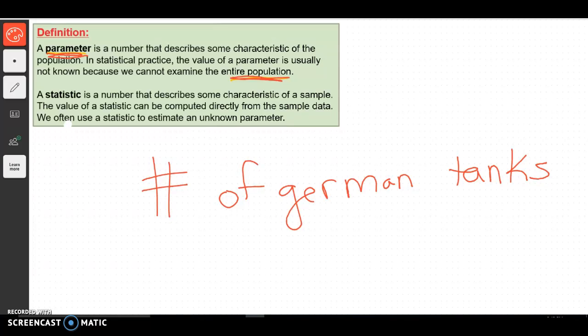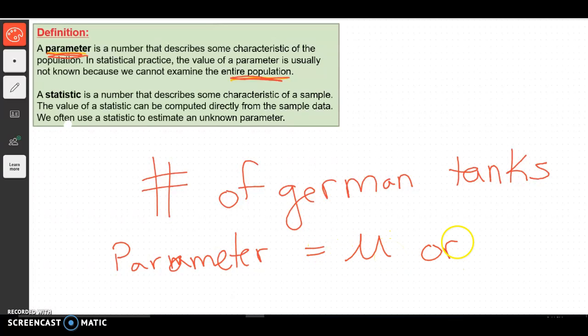Now, a lot of times we're not trying to figure out the population itself. The population parameter that we normally talk about is its mean. So if we were going to write the symbol for a parameter, a lot of times we're going to use mu or p to stand for the mean of the population we're talking about, or the actual percent that that thing occurs.